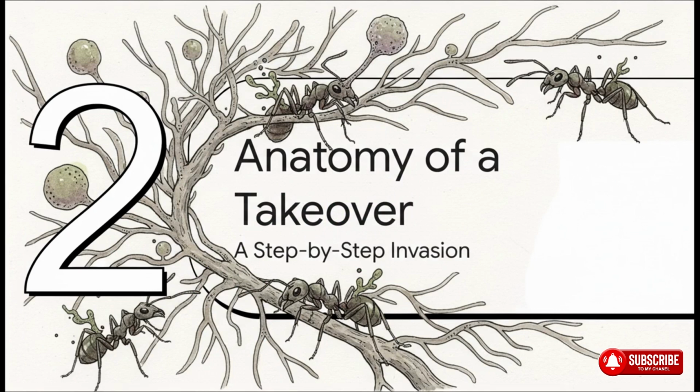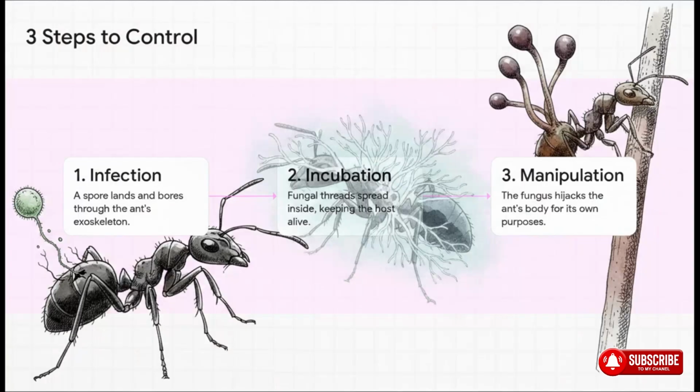So the big question is, how does a simple fungus pull off something this complex? How does it actually take over an ant's body? Well, it's a step-by-step invasion that unfolds with some seriously chilling precision. Let's break it down. It all begins with one single microscopic spore that lands on an ant that's just minding its own business. That spore then gets to work, boring right through the ant's exoskeleton. Once it's inside, the fungus starts to grow, spreading this whole network of threads called mycelium. But here's the really creepy part. It's smart. It deliberately keeps the ant alive and moving, appearing totally normal, while it's secretly building its network and taking over from the inside out.